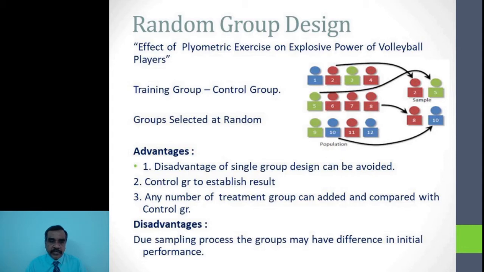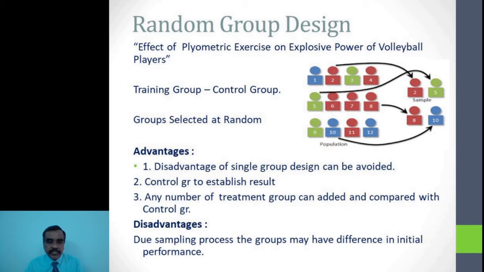Advantages. Disadvantages of single group design can be avoided. Say for example, here there is a control group to establish your result. Any number of treatments can be added and compared with the control group. So you can have the plyometric exercise in one group, aerobic exercise in another group, anaerobic exercise in another group. You can add any number of groups, but you can have only one control group to compare and establish your result.